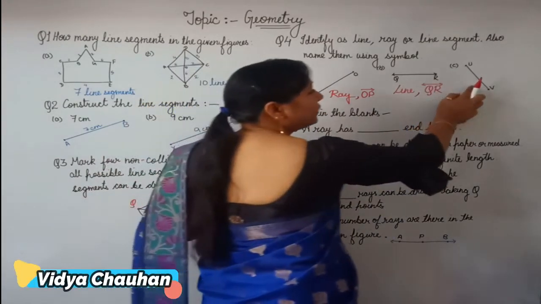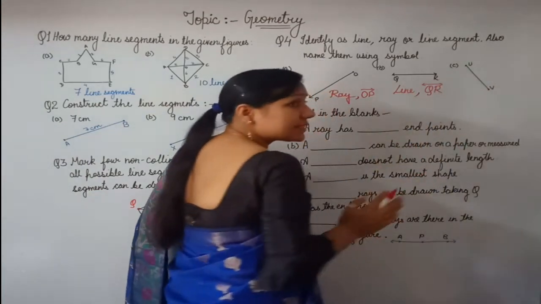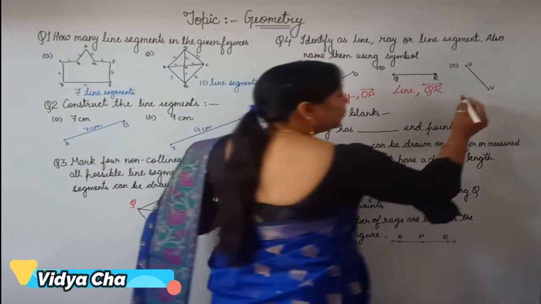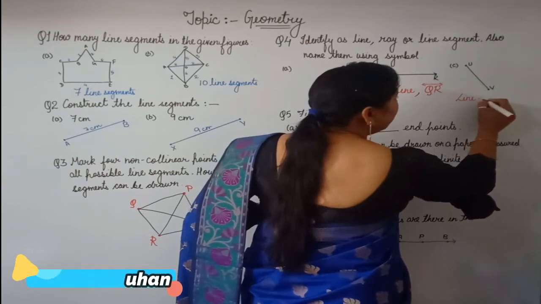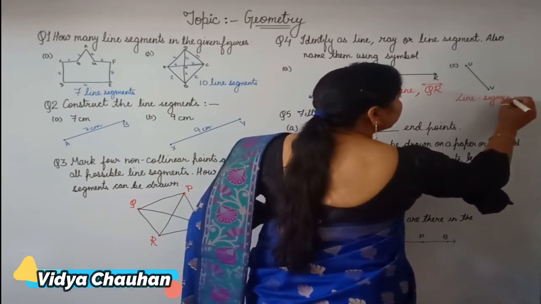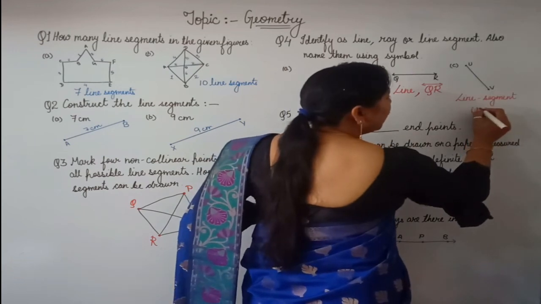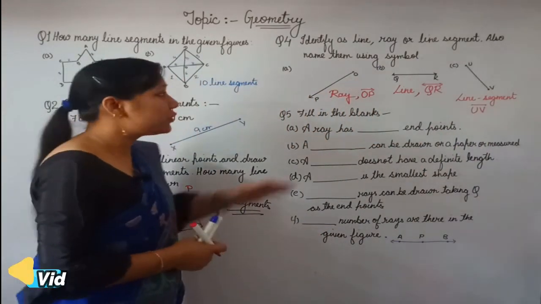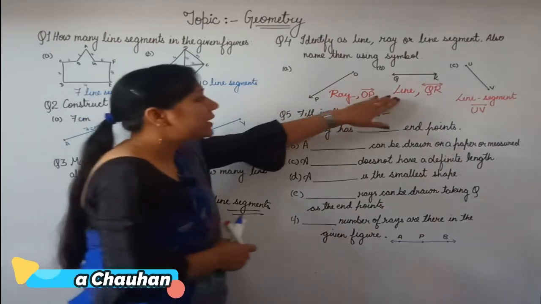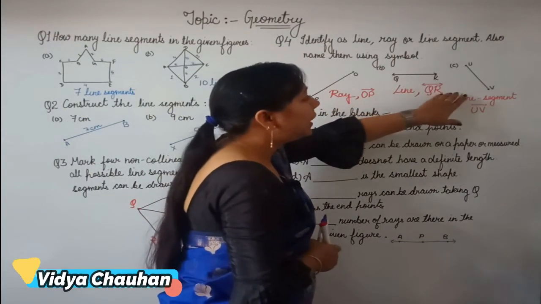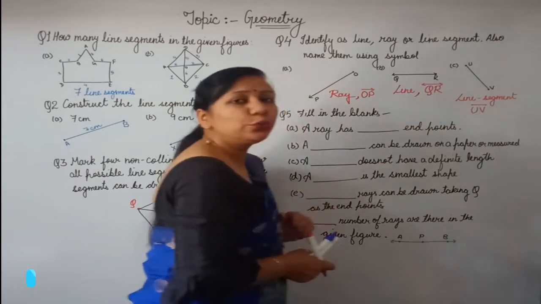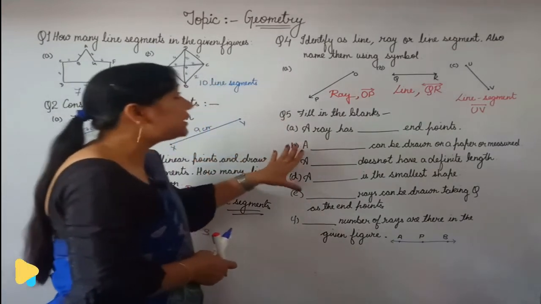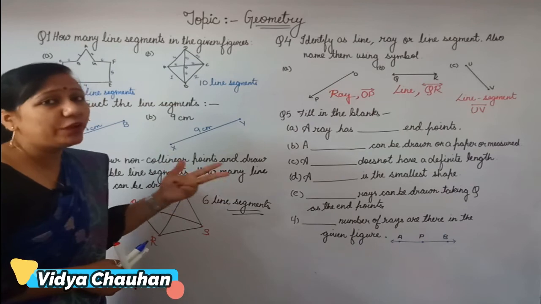Clear students? The third figure in which both the end points are fixed. Both the endpoints are fixed by putting the dots, or you can say points. So here what is this figure? It is a line segment. And what is the name of this line segment? Line segment UV. So our first figure was a ray, ray OP. Second one is a line, line QR. And third is line segment UV. Understood?